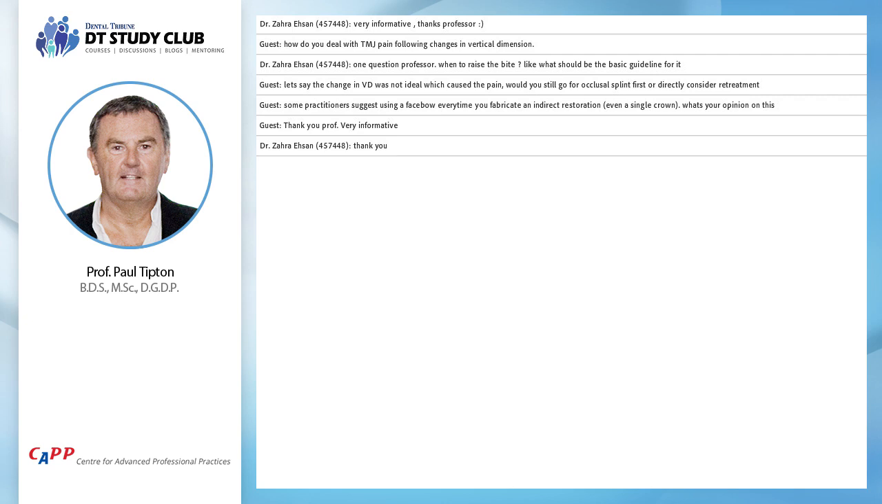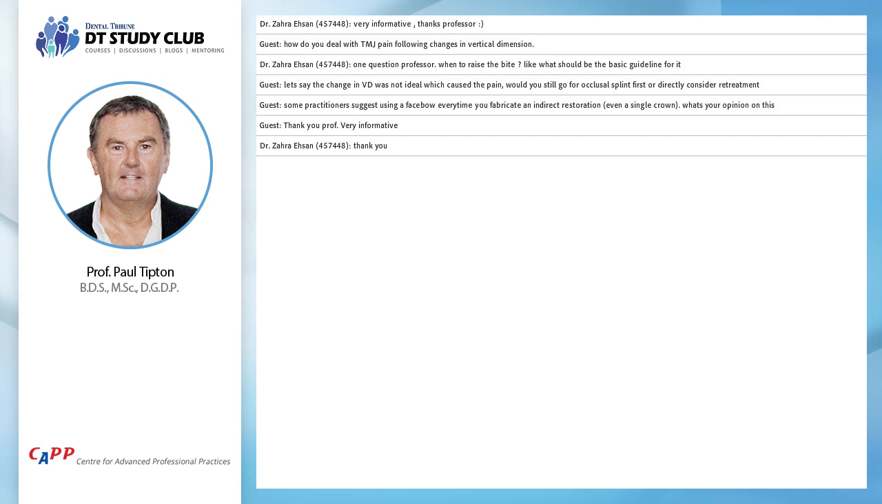Next question. Some practitioners suggest using a face bow every time you fabricate an indirect restoration, even a single crown. What is your opinion of this? I would agree, but I only agree it's not for any esoteric or scientific reason. It basically means that I have less adjustment time.